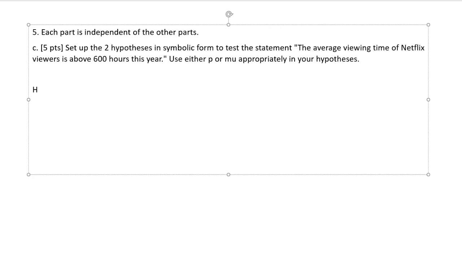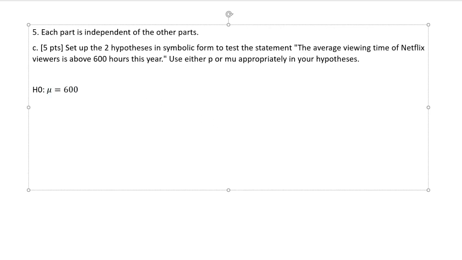Let's see. So H0, and we say mu is equal to 600, because the null hypothesis should always be stated as mu equals or p equals. And H1 is what you want to prove. You want to prove that it's above 600. So you want to say mu greater than 600.